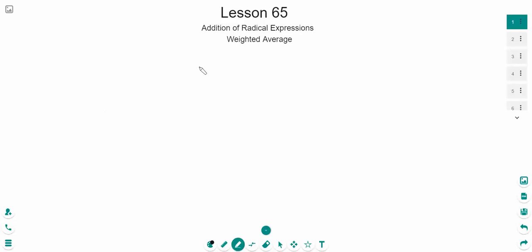So today we're going to be talking about two things. The first is going to be the addition of radical expressions, and then the second is weighted average. They really don't have anything in common, but that's all right. Those are the two concepts for today. So the first one, addition of radical expressions.